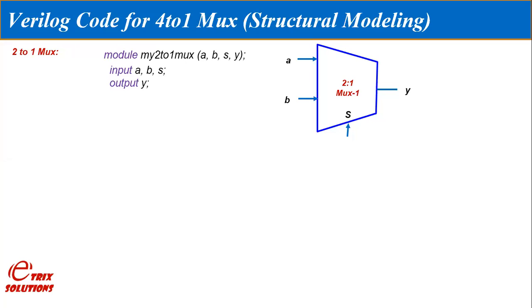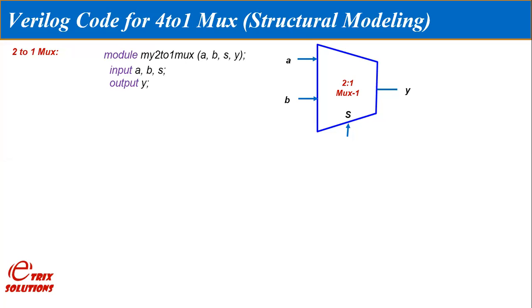Okay, so let us first discuss how to write a Verilog code for a 4 to 1 multiplexer. Structural modeling is required to implement a multiplexer tree. Since 2 to 1 multiplexers are used to implement the 4 to 1 multiplexer, therefore first the 2 to 1 multiplexer needs to be implemented. So this is a block diagram of a 2 to 1 multiplexer in which A and B are the data inputs, S is the selection line and Y is the output.